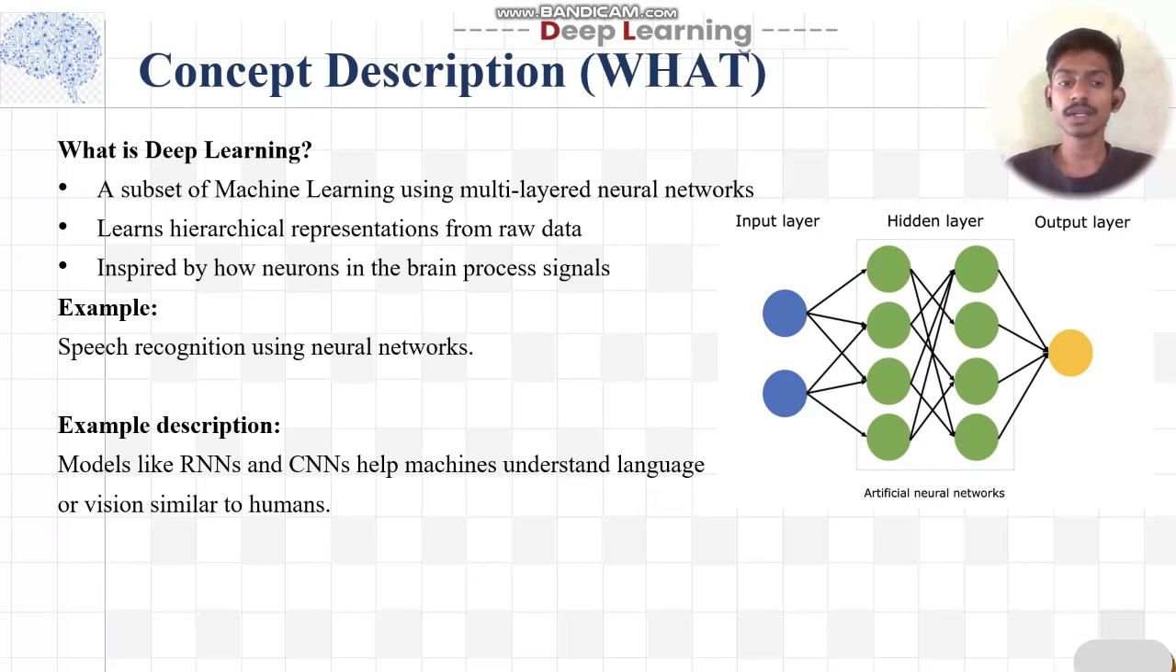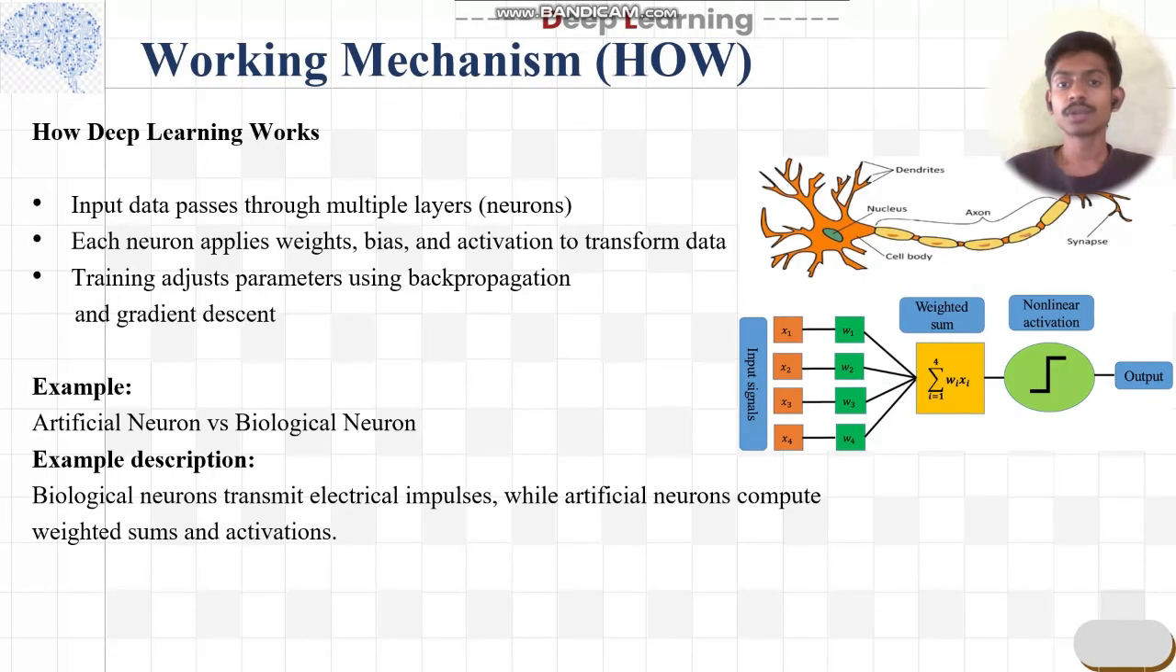And again, it learns the hierarchical representation from raw data, and it is inspired by how neurons work in a brain. Okay, so this might be useful for recognition of speech, and that can be done using neural networks. So an example would be models like RNN and CNN help machines understand language or vision similar to humans. So the machines can have that capability of humans, which will enable them to understand human language and also see like humans too.